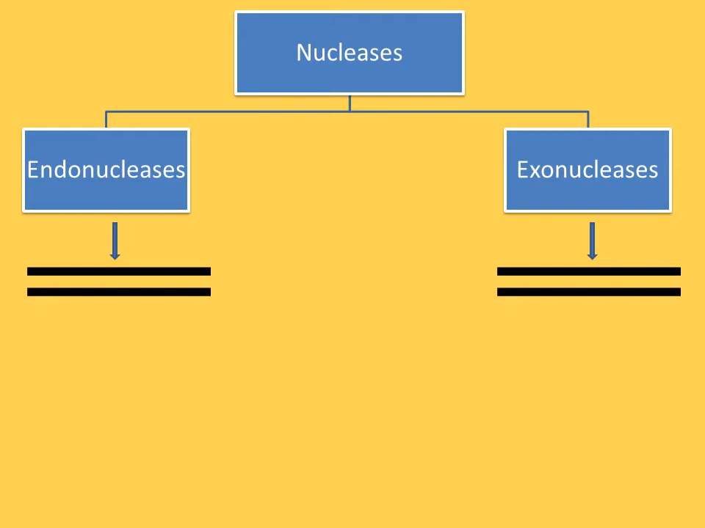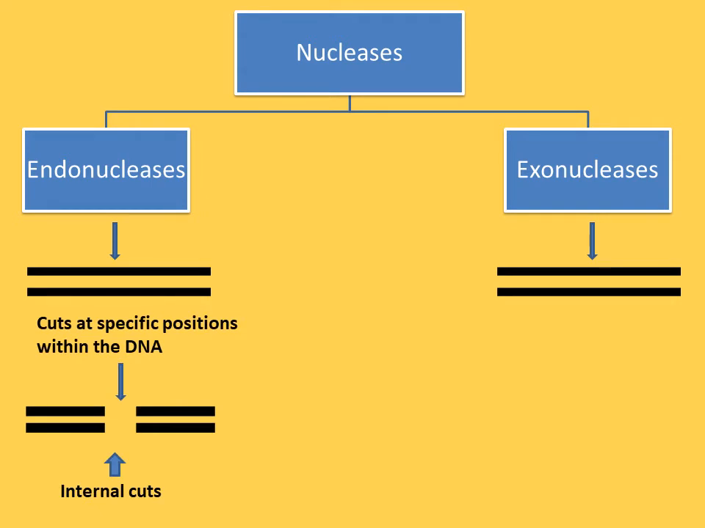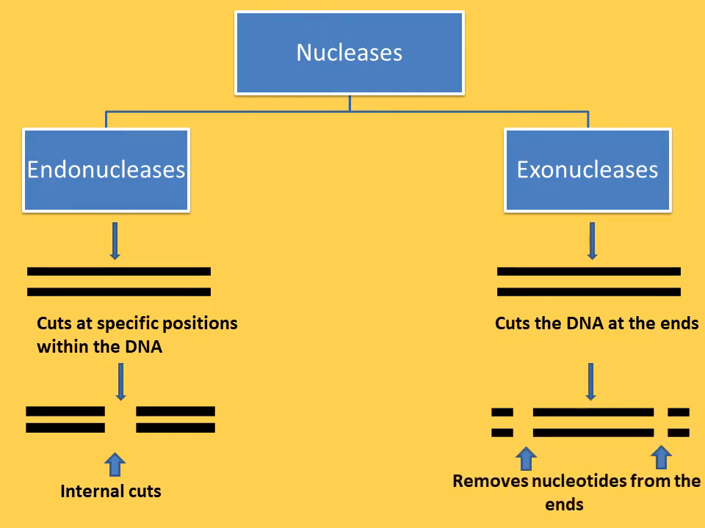Nucleases are of two types, endonucleases and exonucleases. Endonucleases cut the DNA at specific positions within the sequence, that is producing the internal cuts, whereas exonucleases cut the DNA at the ends. Exonucleases basically remove the nucleotides from the ends.